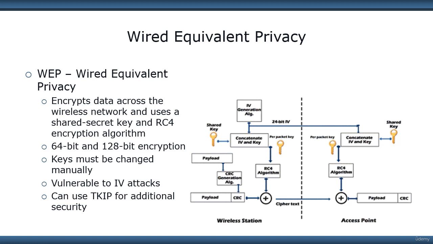WEP is really no longer used, so we're not going to spend a whole lot of time in detail on this. WEP encrypts data across the wireless network. It also uses a shared secret key and an RC4 encryption algorithm, 64 to 128-bit encryption. The problem is the RC4 algorithm is well known. It's an older algorithm, so it's very vulnerable. The keys have to be changed manually, and it's vulnerable to what they call IV attacks, or initialization vectors. WEP can use TKIP for additional security. That's just a different protocol that we'll talk about.